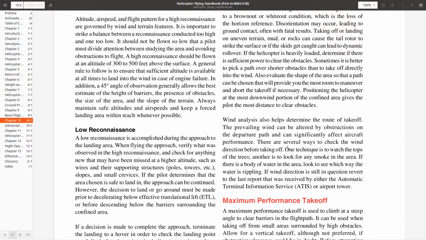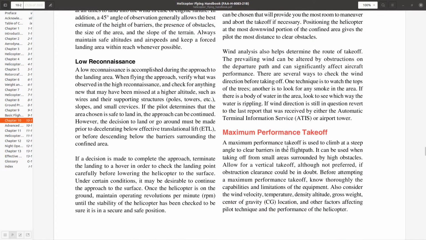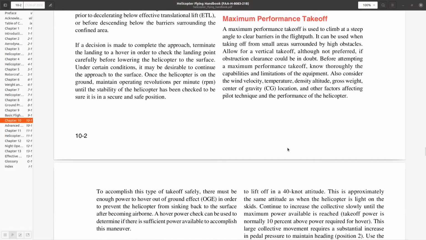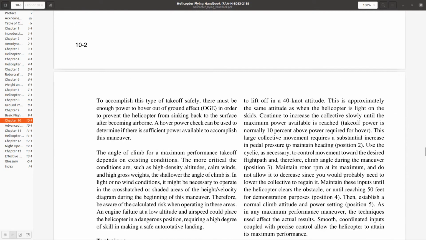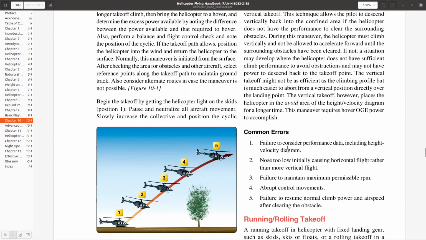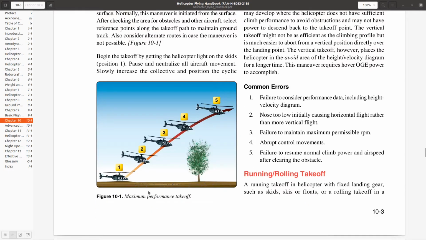Right? Then there's maximum performance takeoffs. You want to take off straight up. Well, depending on the helicopter, you might be able to do that. Now, remember, even just a little bit of forward speed increases the efficiency of that rotor system. So you might need to have some forward speed. Here's a picture of a maximum performance takeoff, which doesn't necessarily mean a vertical takeoff.